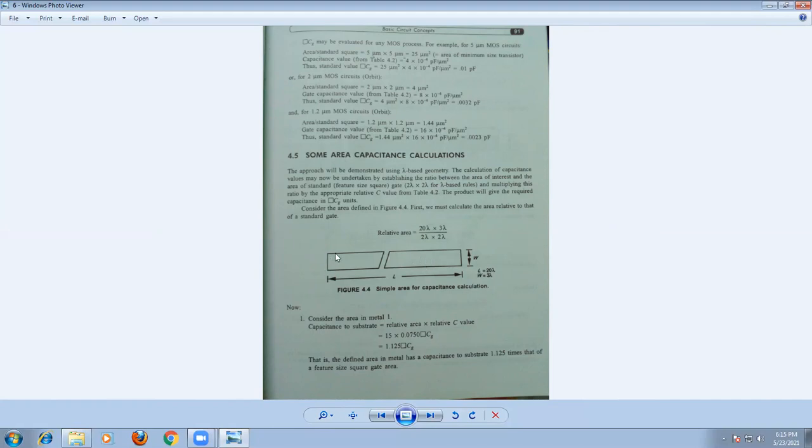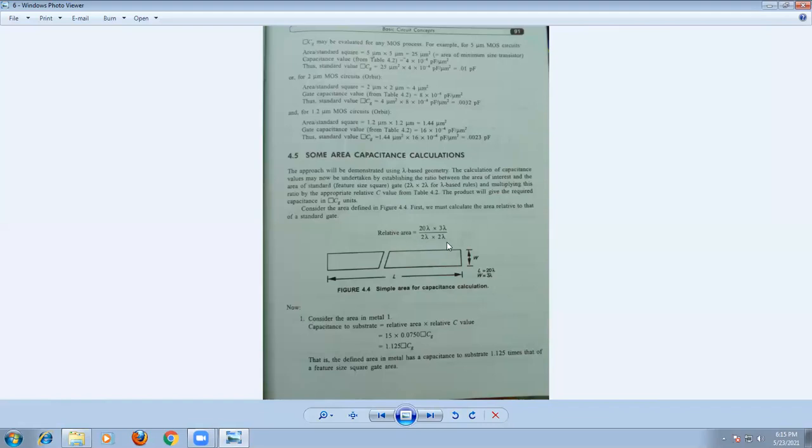Assuming that this is the metal, or whatever the layer is, maybe polysilicon, maybe metal, it may be anything. We are assuming the minimum. Even though the metal layer has a width of 3 lambda, we have to concentrate on the standard gate area. That is what you have to consider. It may be any layer, metal 1, metal 2, or polysilicon, and the denominator is always the standard gate area.